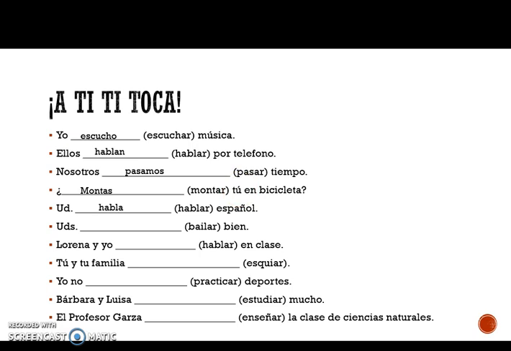Usted habla español. Ustedes bailan bien. Lorena y yo hablamos en la clase. Tú y tu familia esquían. You and your family ski. Yo no practico deportes. I don't play sports. Barbara y Luisa estudian mucho. Barbara and Luisa study a lot. El profesor Garza enseña la clase de ciencias naturales. Professor Garza teaches a science class. Check your answers here. If you did something wrong, try and figure out what it is or circle it so that you can ask me in class tomorrow.